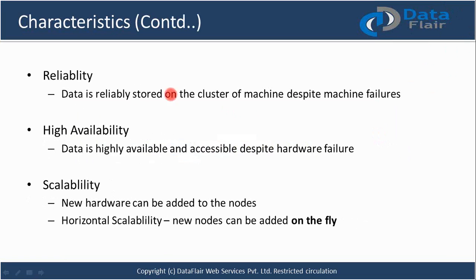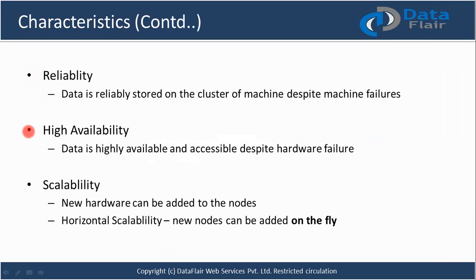Reliability. Guys, data is reliably stored on the cluster of machines despite machine failure. Suppose your machine failed, suppose a hard disk crashed, suppose there is some other issue in the network or any other issue. There won't be any issue of data corruption. Your data is stored reliably. You will never lose a single byte of information. Data is always available in your cluster.